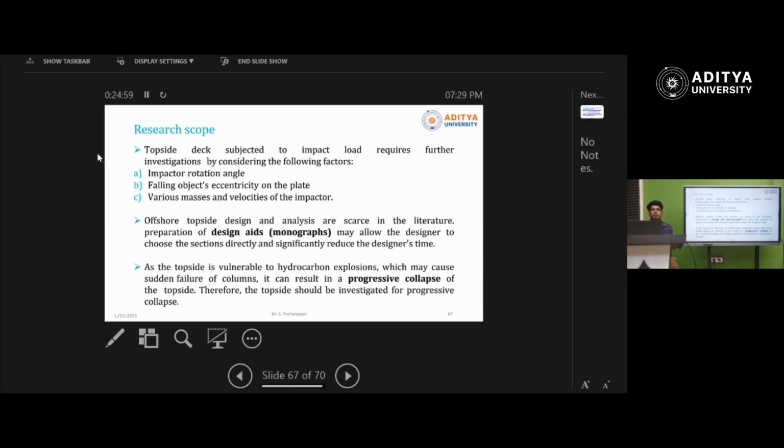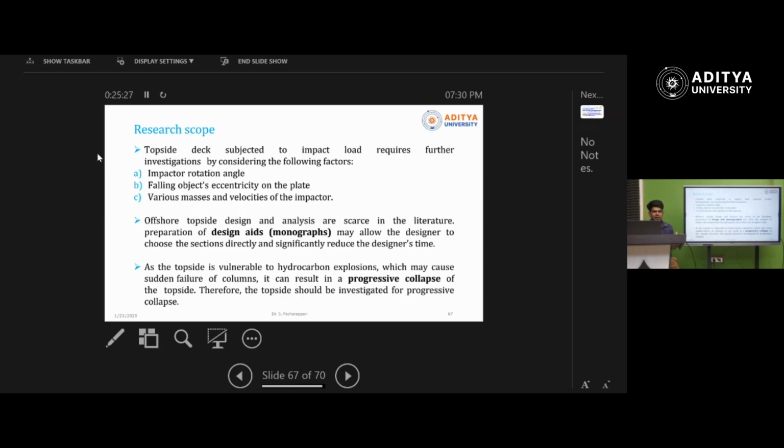And finally, offshore structures are vulnerable to hydrocarbon explosions. If an explosion happens, what will happen? Suddenly the columns and beams will be terminated at the particular location. So obviously, whatever loads were taken by those columns will be transferred to the supporting columns, which is going to initiate progressive collapse. So progressive collapse of industrial structures or offshore structures is also one of the research scopes.